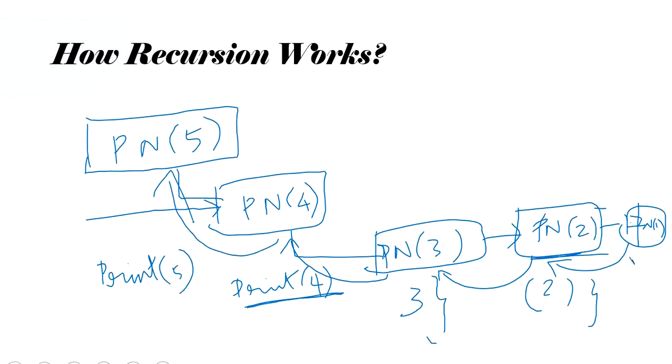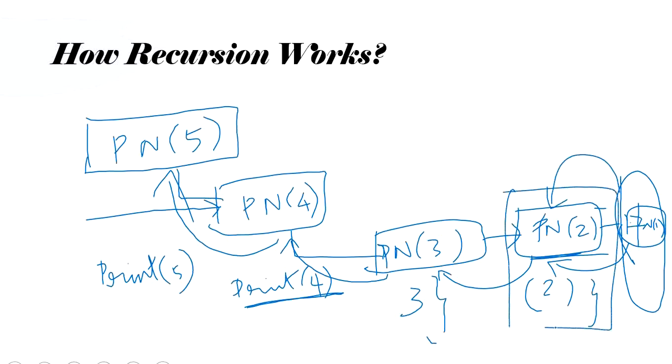So every time it finishes executing the last call, it comes back to where it has been called, and after completely executing the code of that function, it comes back to where it has been called, and finally reaches the original function where it all started.